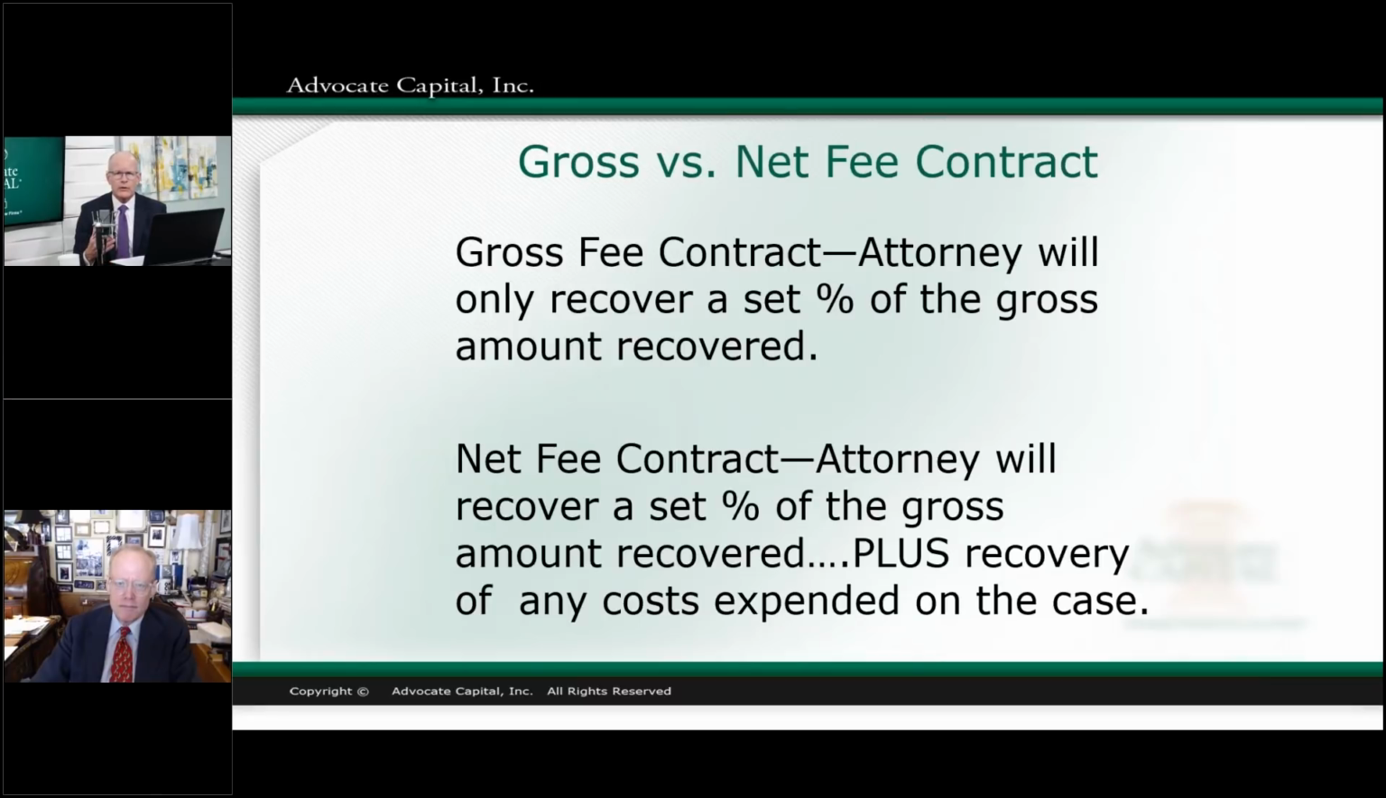So Boccardo may be used, if I understand it, if the law firm is using a gross fee contract. Is that right? That's right. Okay, so that's where the attorney will only recover a set percent of the gross, not the case expenses?